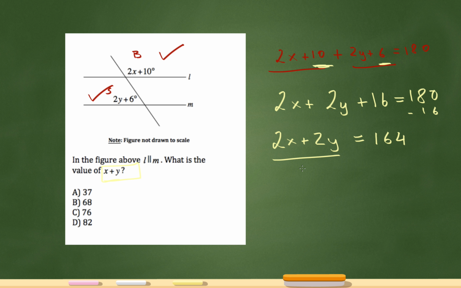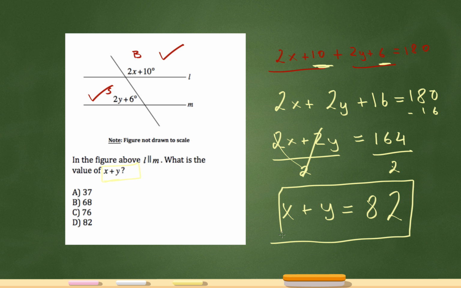By dividing this side by 2 and by dividing this side by 2. So 2x plus 2y divided by 2 gets rid of those 2's. I'm left with x plus y. And 164 divided by 2. 2 goes into 16 8 times, and there's nothing left over, right? Because 2 times 8 is 16. And 2 goes into 4 twice. So x plus y equals 82. Excuse me. x plus y equals 82.